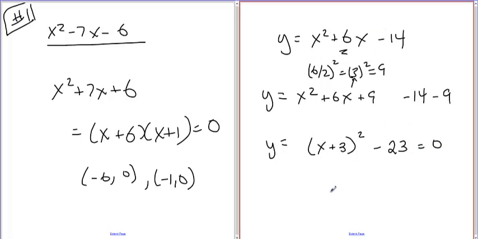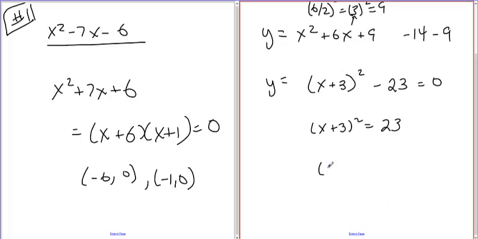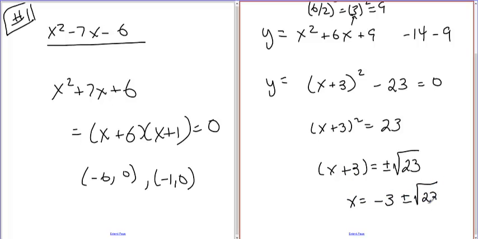You set that equal to 0 to find the zeros. So you would add 23 to both sides of the equation. You would take the square root of both sides, and when you take the square root, you get this plus or minus square root. And then you would subtract 3 from both sides to solve for x. And so that is completing the square. Okay.